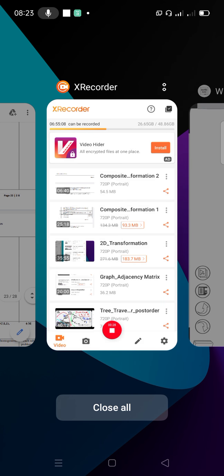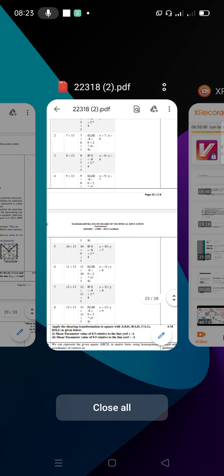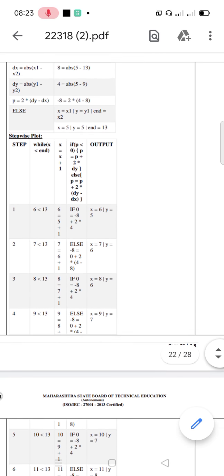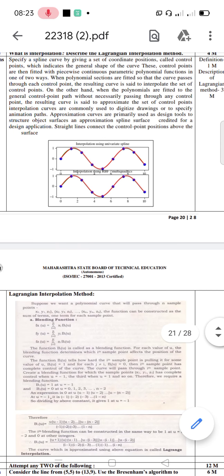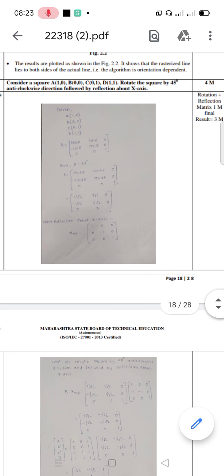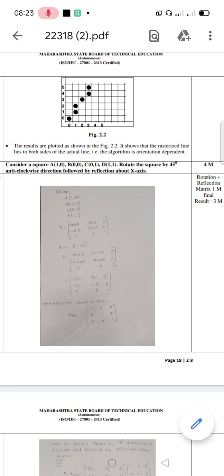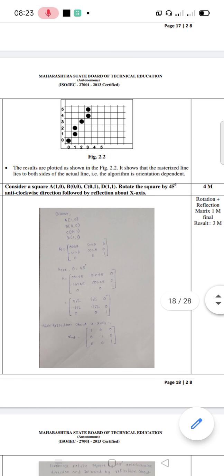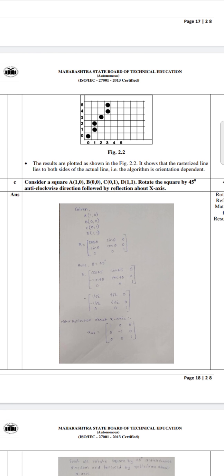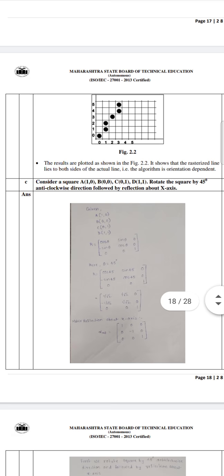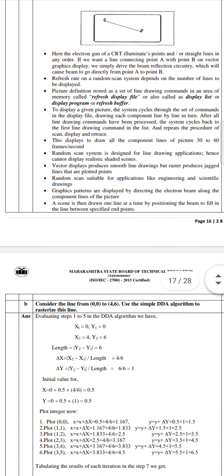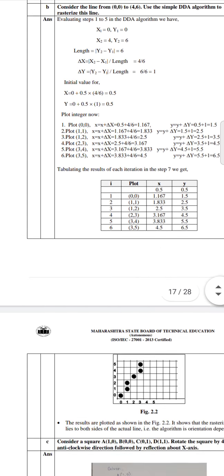So for better practice, we will try to solve some numerical problems based on these transformations, so that you can get good knowledge of the various transformations that can be carried out on a computer object. Now we will see the first question. This question appeared in the winter 18 examination. I have shared the various paper solutions on WhatsApp also. You can refer to those paper solutions. Out of these paper solutions only, this is a question.